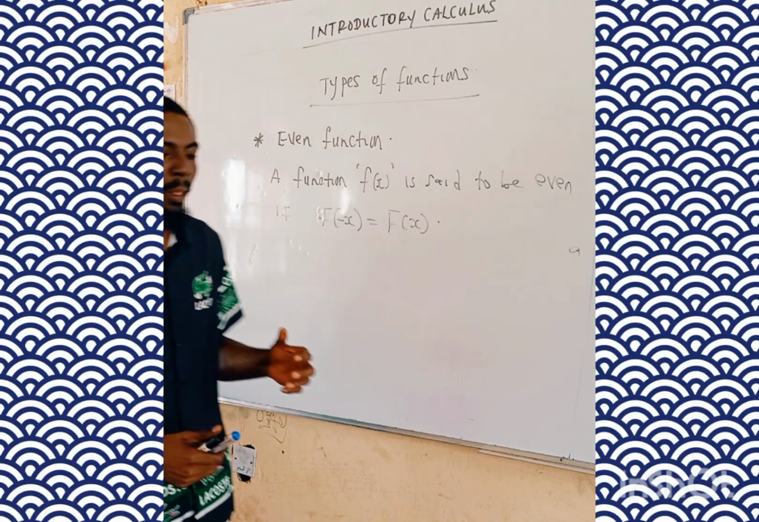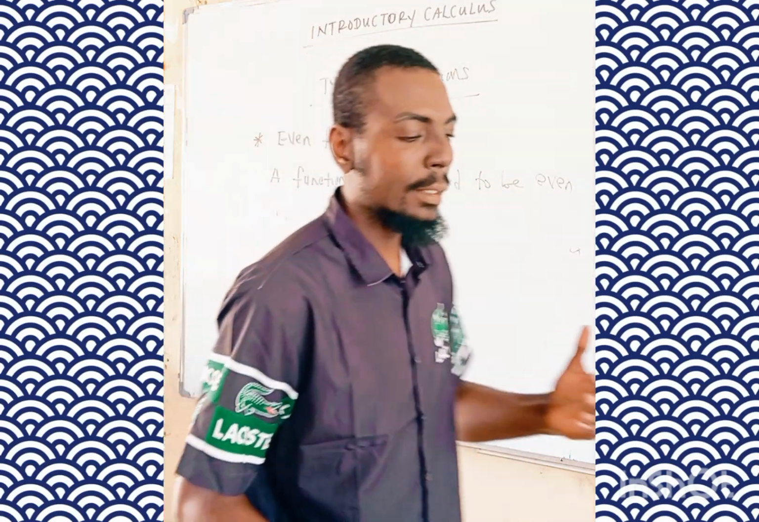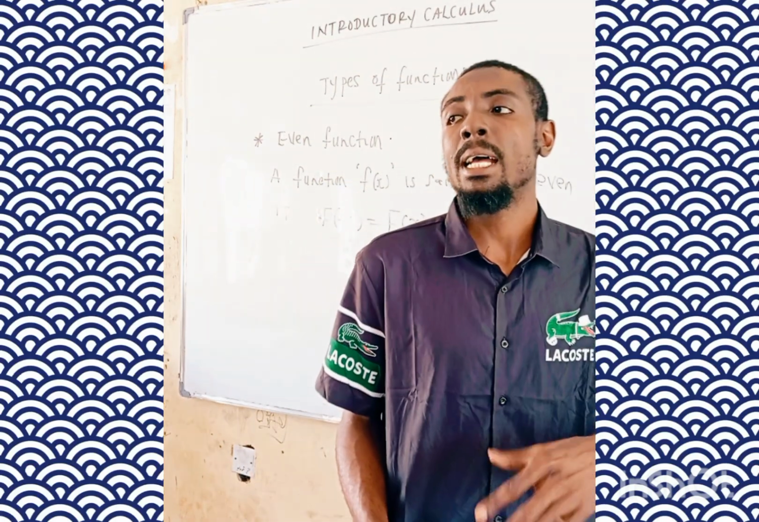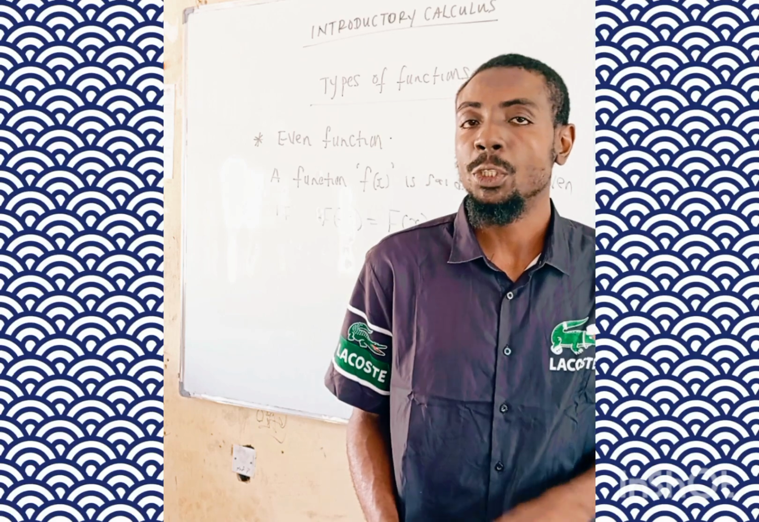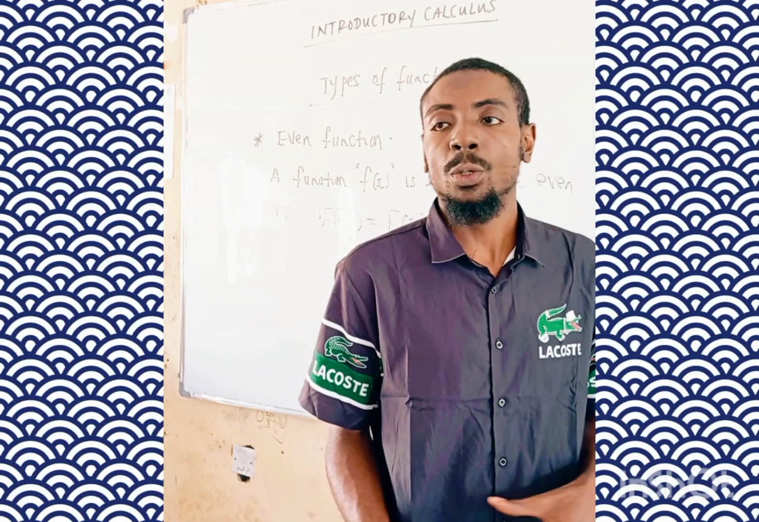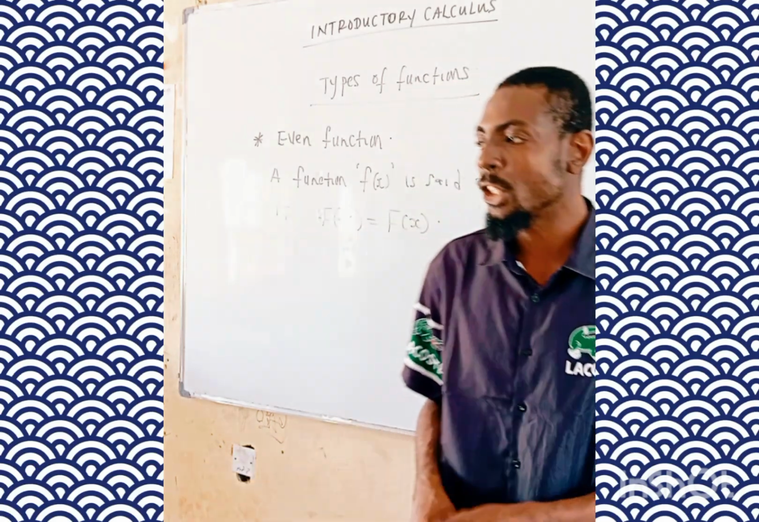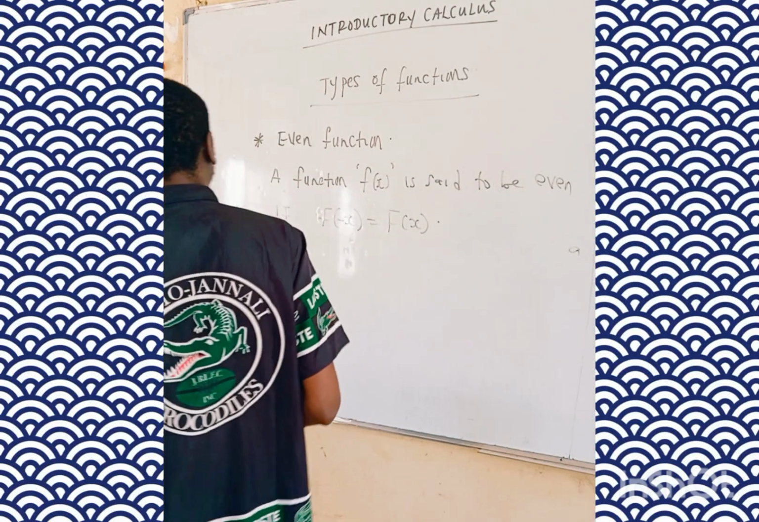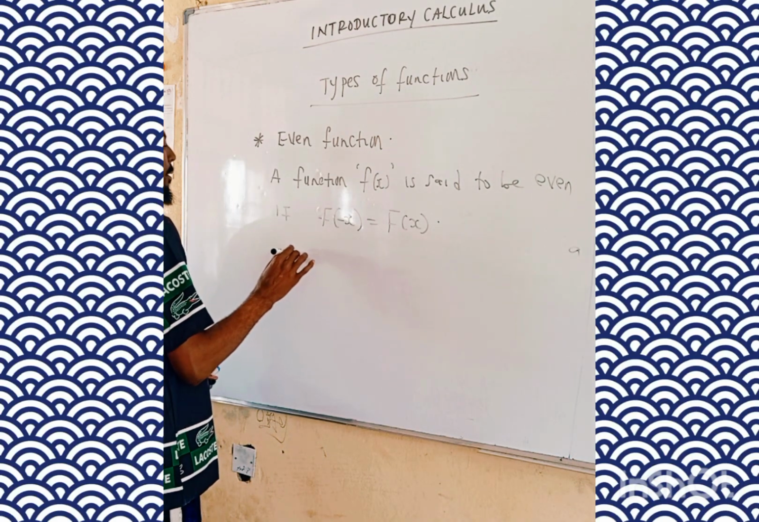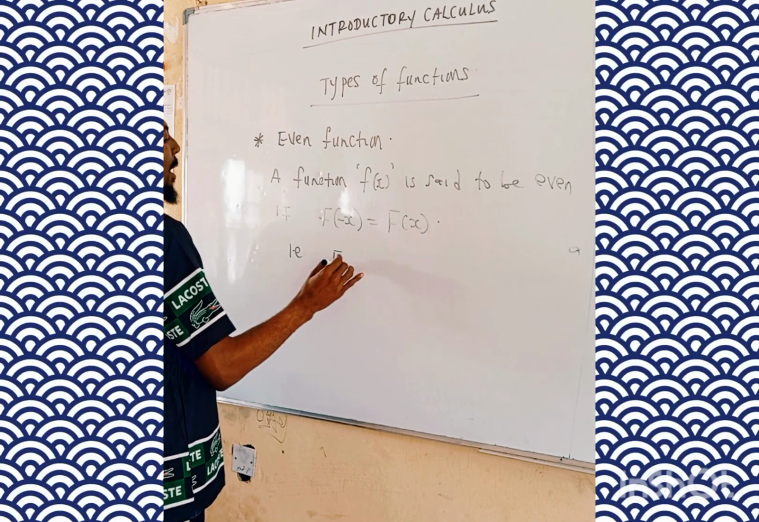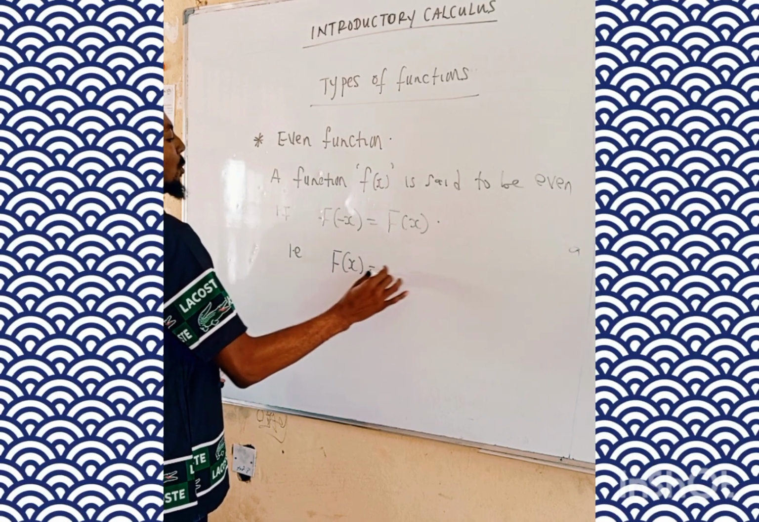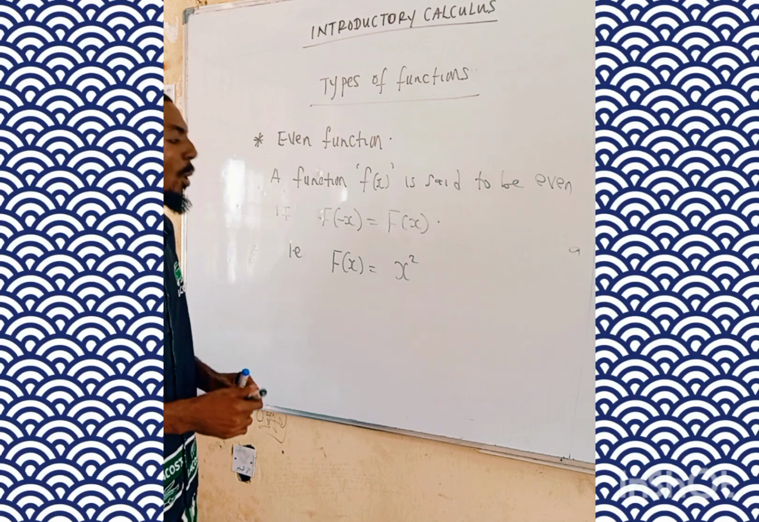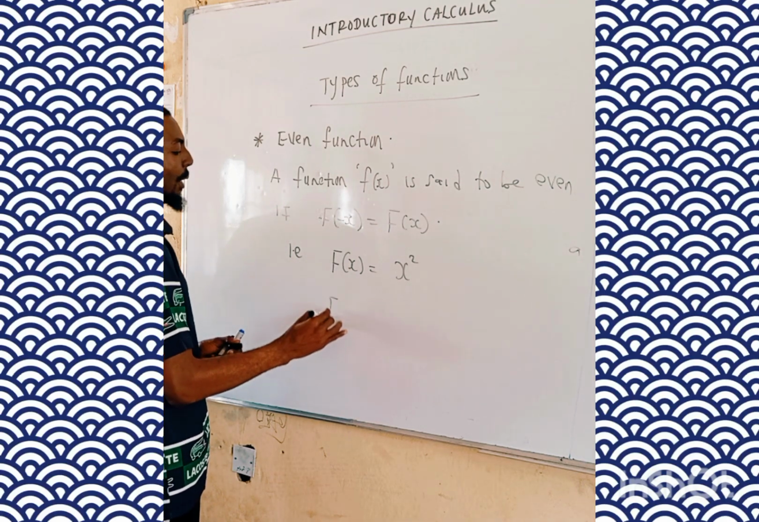Then note that a function that has an even power is an even function, and a function that has an odd power is an odd function. So we're still going to talk about odd function though. So what we have here is to establish that f of minus x is equal to f of x. How do we go about that? If we have f of x equal to x squared, let's check whether this function is even or odd. We are going to check f of minus x.